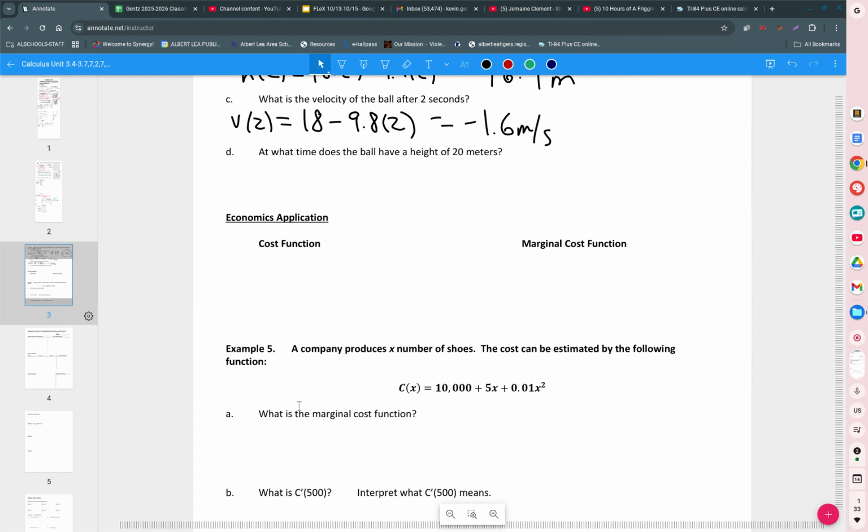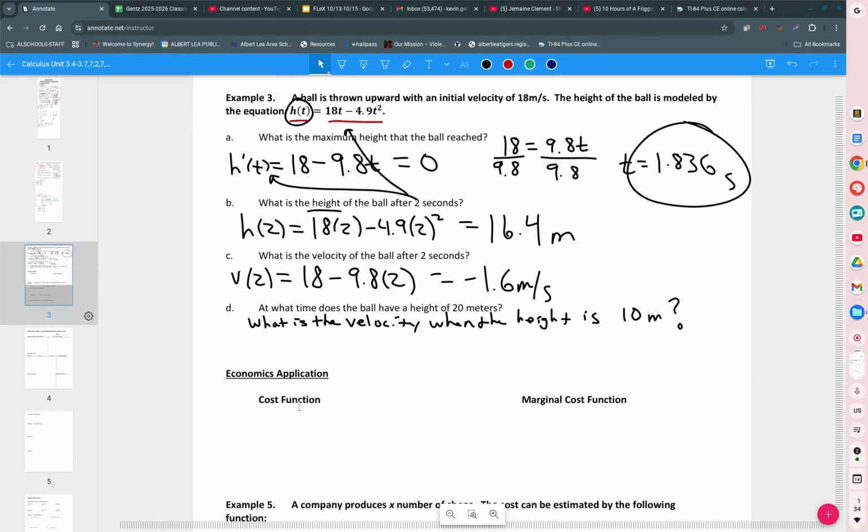I'm going to change this one really quick to a different question. I really don't like it. And I'm going to change it to this: what is the velocity, excuse me, when the height is 10 meters? What is the velocity when the height is 10 meters?